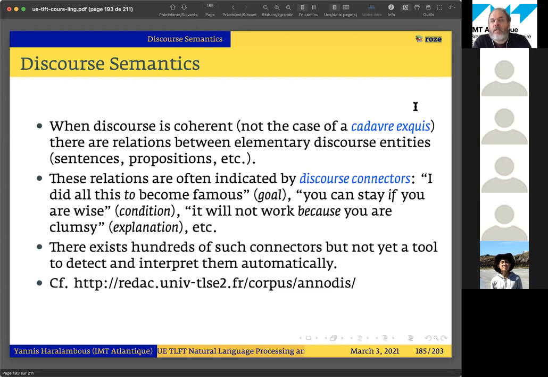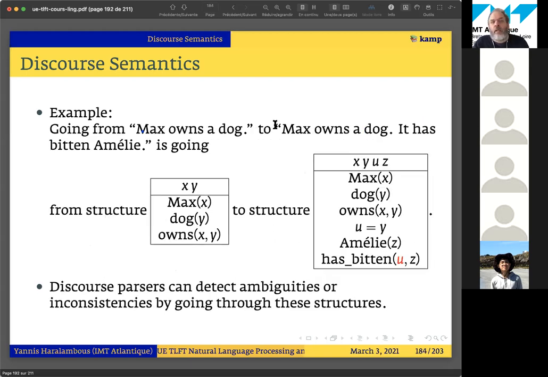But in many cases, you don't have explicit discourse connectors. Like here, between Max owns a dog and it has bitten Amelie, there is no explicit discourse connector. You can say that this is starting a narration and this the continuation of this narration because there is a temporal order. First, Max owns the dog and then the dog bites Amelie.